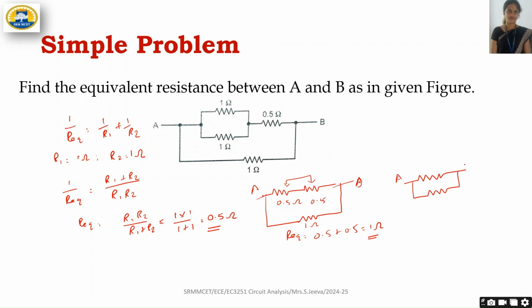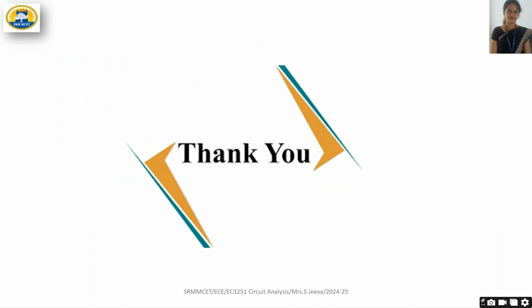In the terminals A and B, 1 ohm is in parallel with 1 ohm. So by using the R equivalent relation, R equivalent is equal to 1 into 1 divided by 1 plus 1, so 0.5 ohm. So in this circuit, the equivalent resistance between A and B is 0.5 ohm. Similarly, we have to calculate the parallel and series equivalent resistance by using the formula.